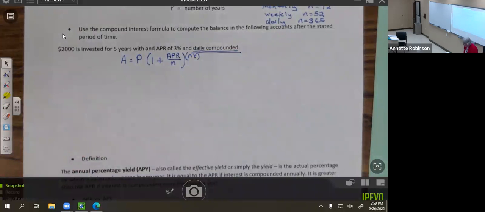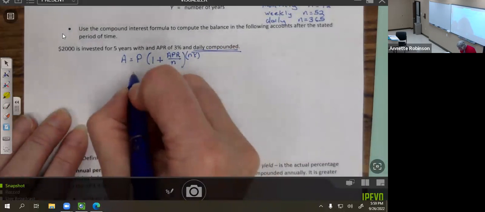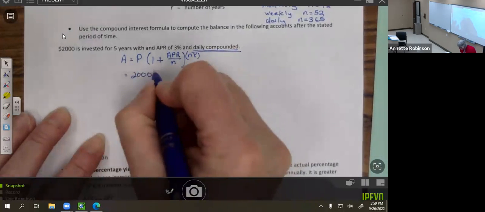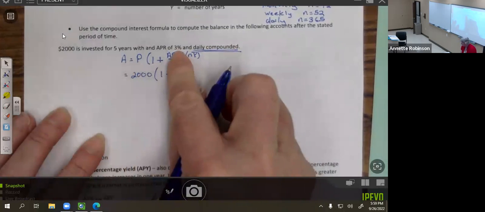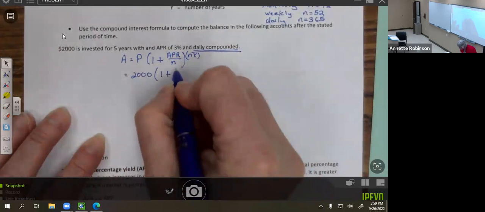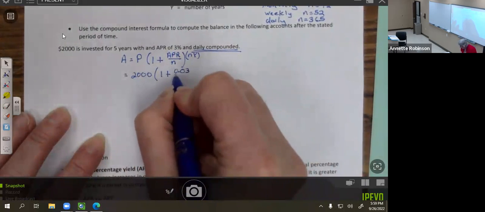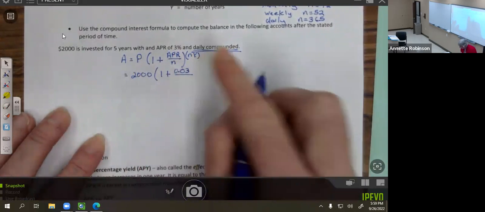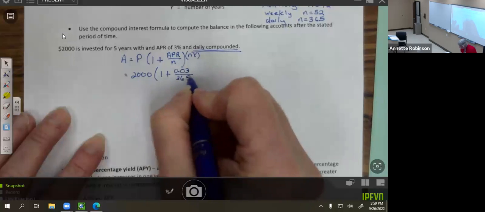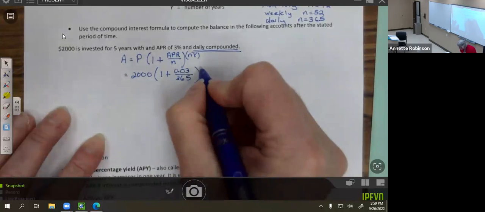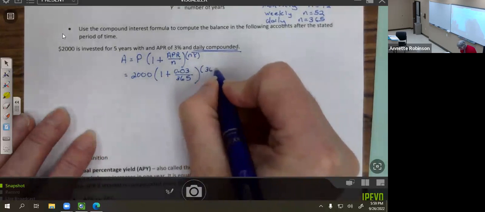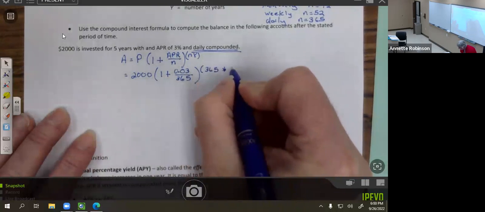So this person has invested $2,000. That's my principal. Their APR was 3%. If I take 3 and divide it by 100, I'm going to get 0.03. And the number of periods, if it's daily, is 365. Now I'm going to raise those parentheses to the 365 for daily times 5 years.